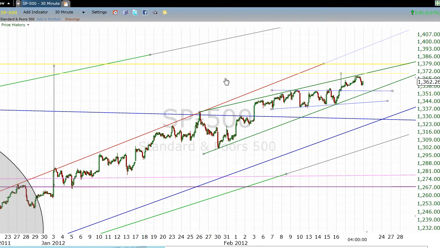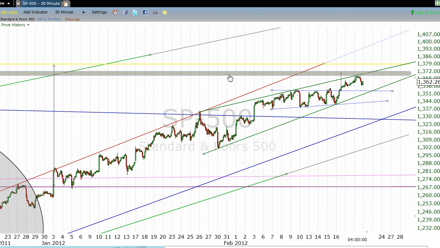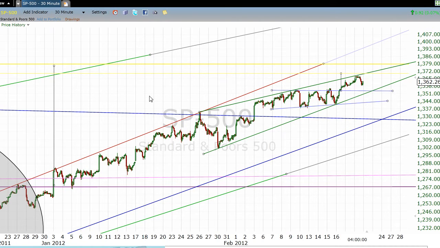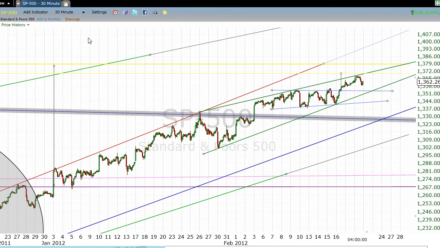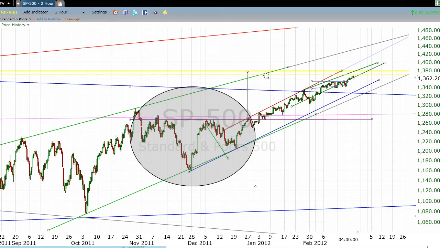So I'm going to make this line a pale yellow. This is one target, and if you want to know exactly where it is located, it's 1370, pretty darn close, 1369 and change, call it 1370. And then you've got this other line up here that is the target from the inverse head and shoulders pattern. There it is. That says 1378 to 1380.